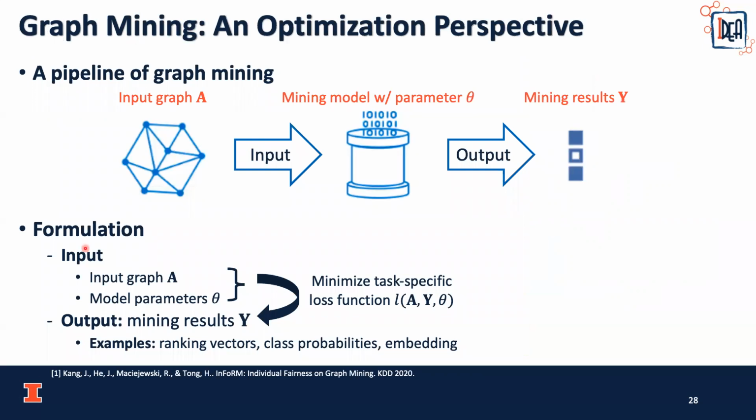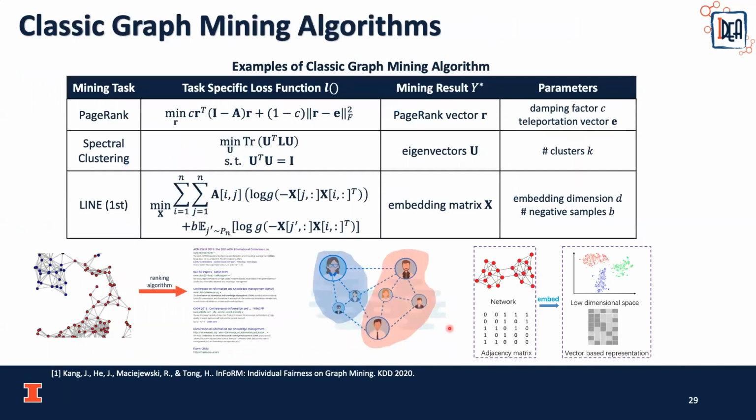To introduce this work, we will first look at graph mining algorithms from an optimization perspective. Basically, given an input graph A and a mining model with some parameter theta that outputs mining results named Y, our goal is to learn these mining results Y by optimizing a loss function defined over these three terms. Here are three classic examples of graph mining models that fall into this optimization perspective and will be studied in this work: PageRank for graph ranking, spectral clustering for graph clustering, and first-order LINE for graph embedding.